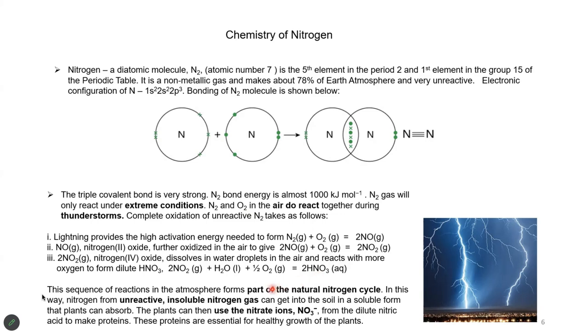Well, this is a part of the natural nitrogen cycle. And from there, we get the nitrate ion, which is a usable form of nitrogen. That nitrate ion is used to make proteins, and these proteins are essential for the healthy growth of plants.